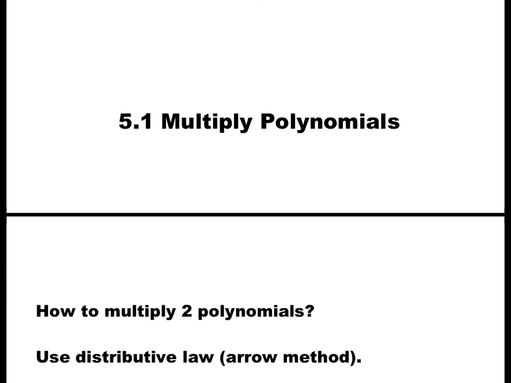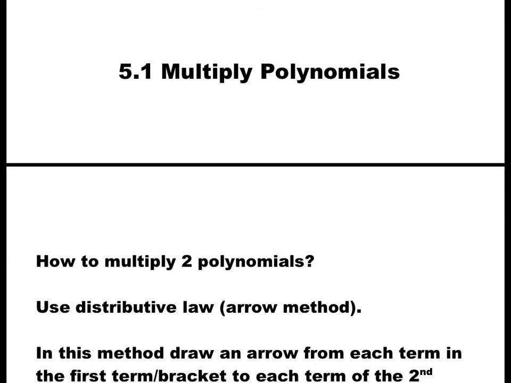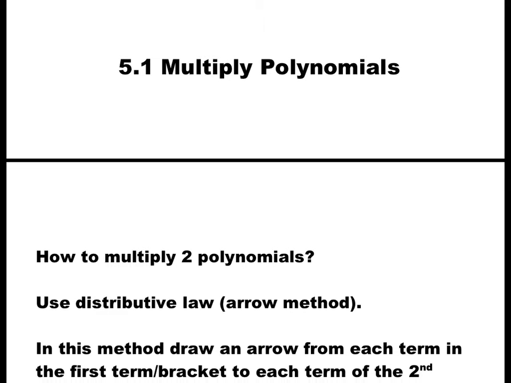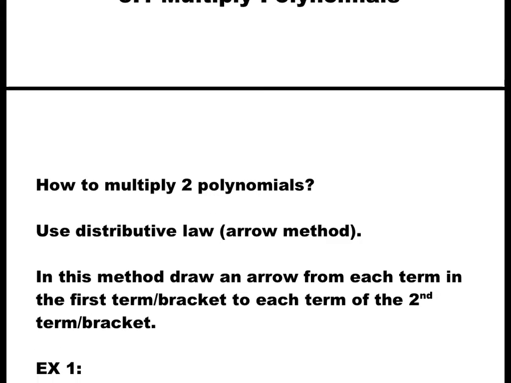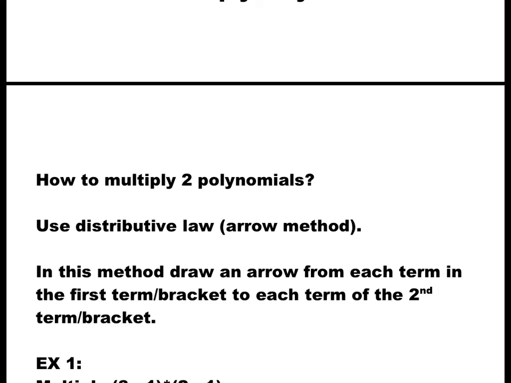Today we are going to talk about multiplying polynomials. How do you multiply two polynomials? We are going to use what we call the arrow method, which is the same as the distributive law. What we are going to do in this method is draw an arrow from each term on the left bracket to each term on the right bracket, and then multiply every two terms which are connected with an arrow.